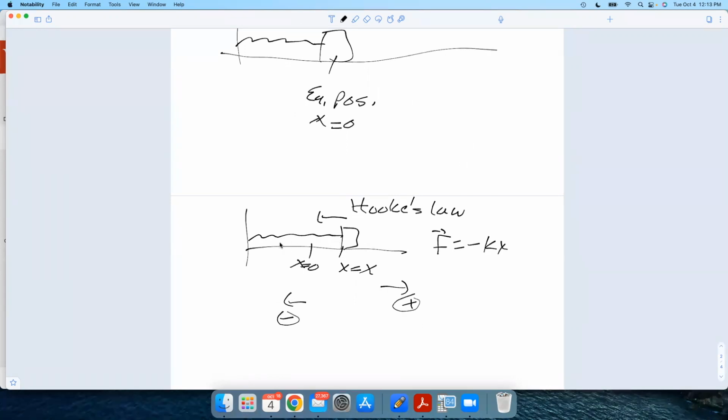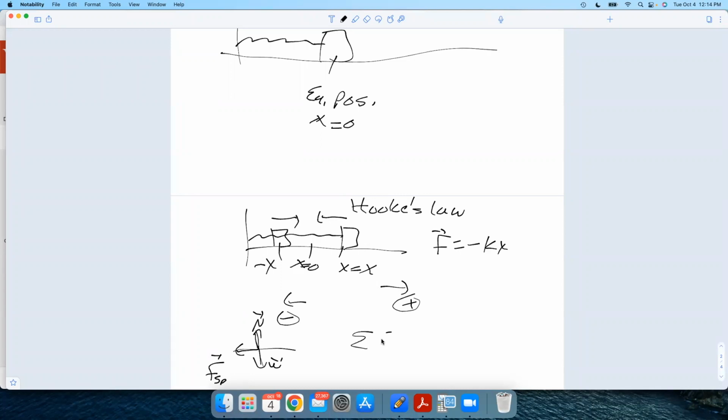If I were to compress the spring, if I had the mass right here and I had some negative x value, then the force would be to the right because I've compressed the spring. The opposite of a negative is positive. Okay, so my only force here, if I draw a free body diagram, I'd have the weight pushing down, the normal force pushing up, and the spring, F from the spring pushing back.